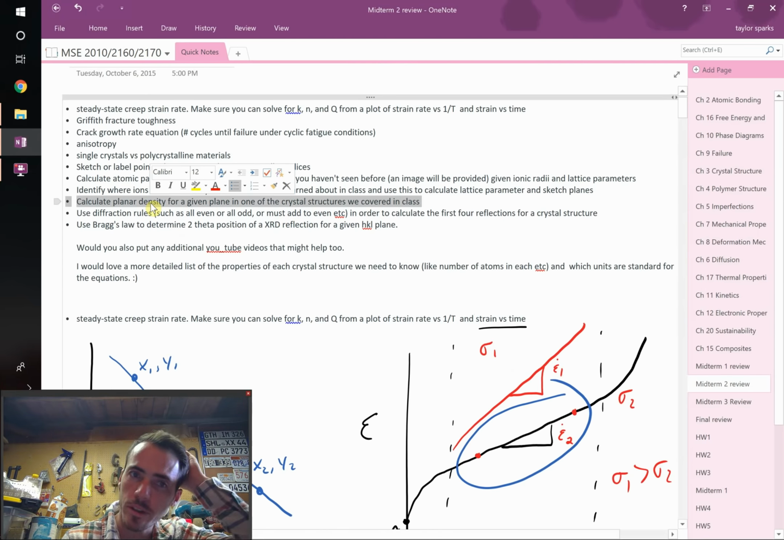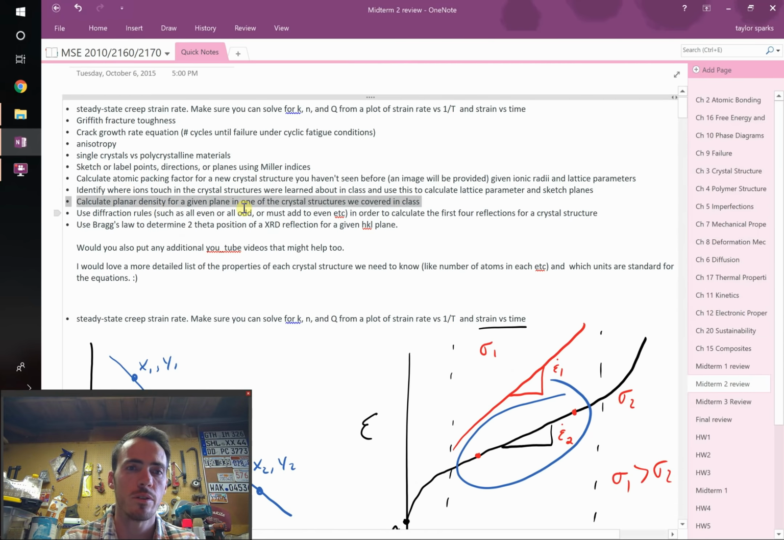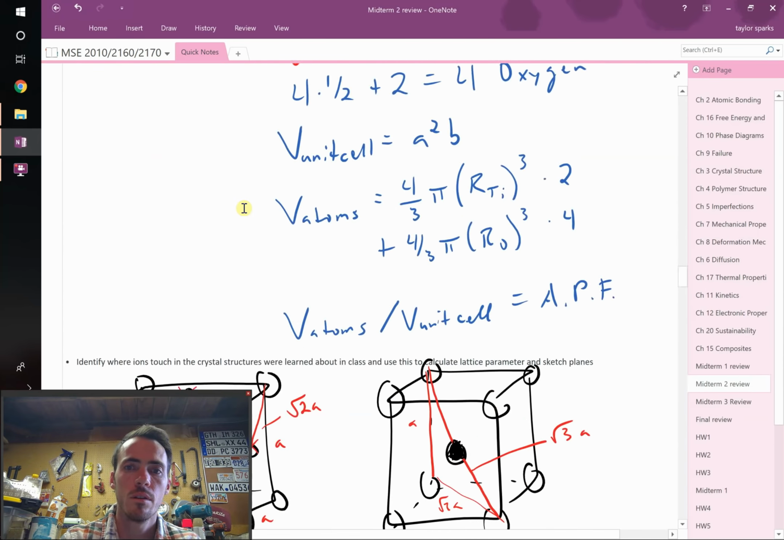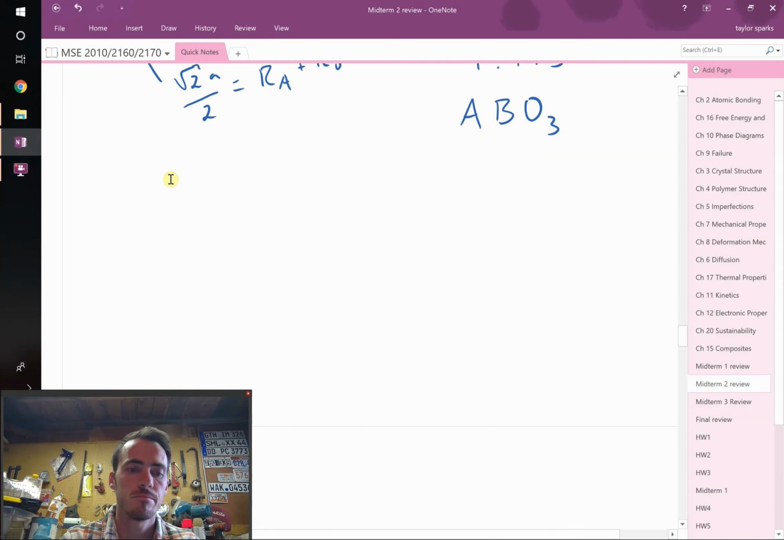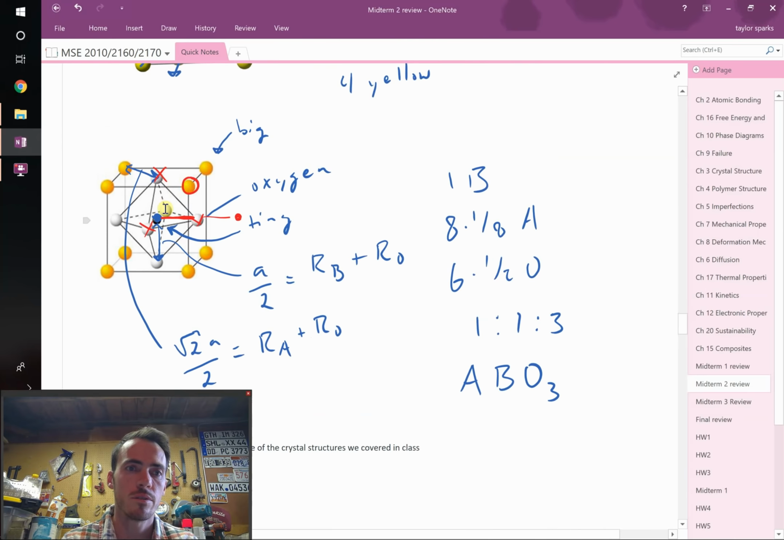Calculate planar density for a given plane in one of the crystal structures we covered in class. Okay, so let's do that. So let's just take perovskite since it's here. Let's take this plane.